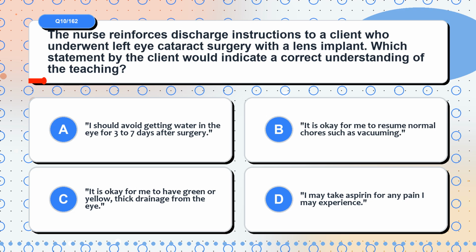Question 10. The nurse reinforces discharge instructions to a client who underwent left eye cataract surgery with a lens implant. Which statement by the client would indicate a correct understanding of the teaching? Option A, I should avoid getting water in the eye for 3 to 7 days after surgery. Option B, it is okay for me to resume normal chores such as vacuuming. Option C, it is okay for me to have green or yellow, thick drainage from the eye. Option D, I may take aspirin for any pain I may experience.